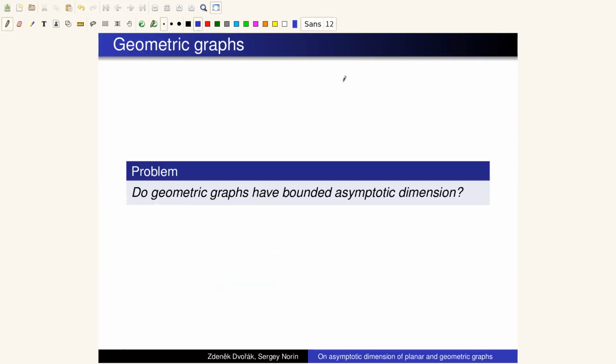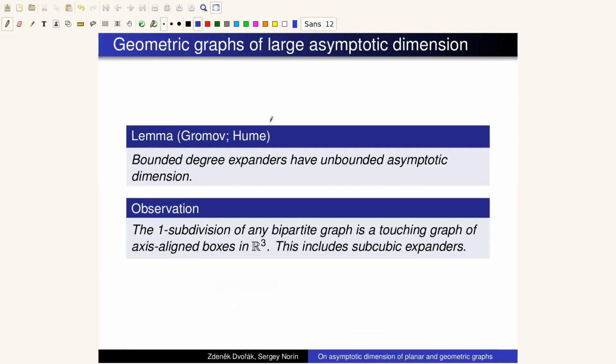Okay, let me now speak about our second result, which is about geometric graphs. And I mean, the geometric things should have bounded dimension. If you have a geometric graph in d-dimensional space, you would expect its dimension to be something like d. That's not always the case.